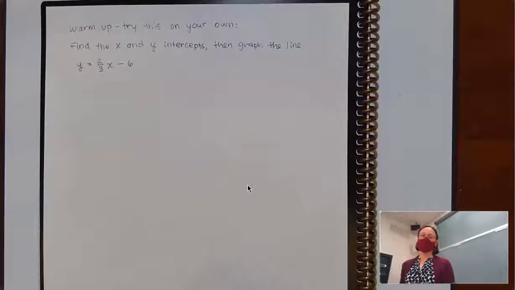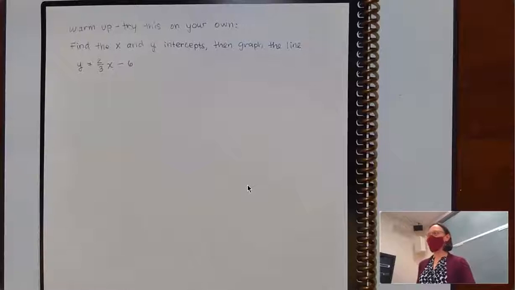I don't know if I gave everybody quite enough time to try this on your own, but I'm going to go ahead and get rolling. So thinking back to when we were graphing stuff in chapter 3, this is actually a skill that's going to carry us through no matter what we're graphing.